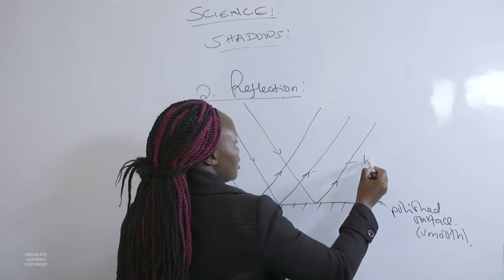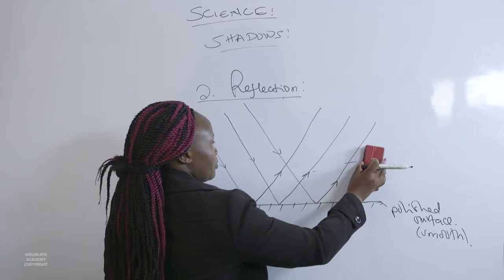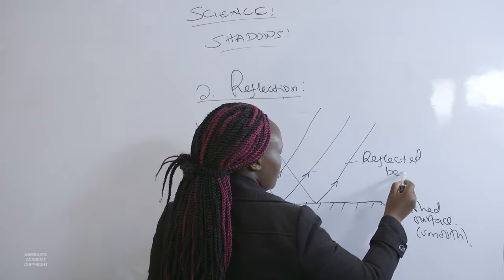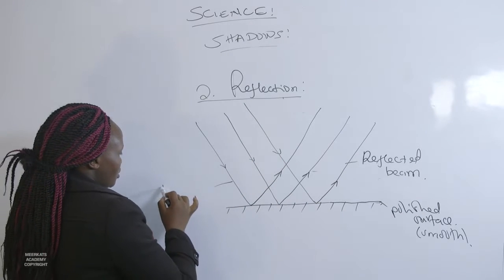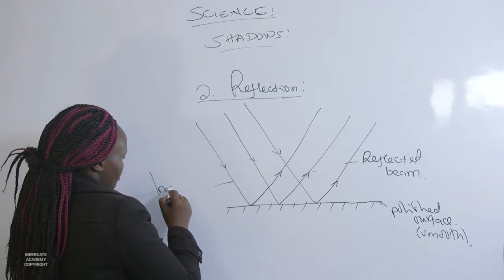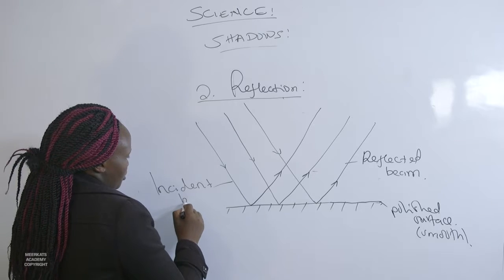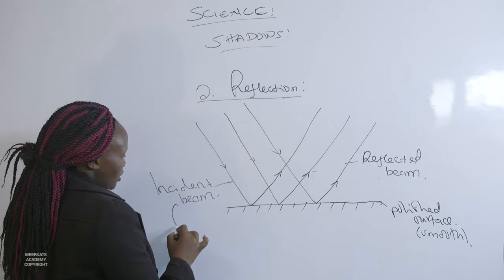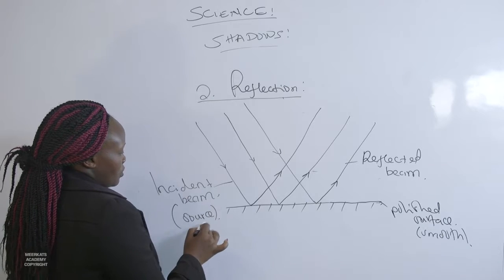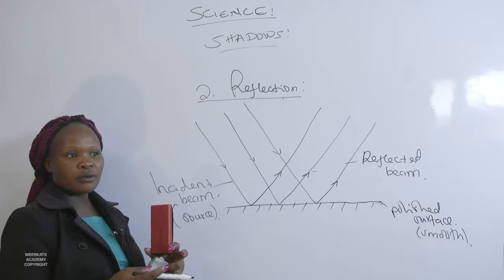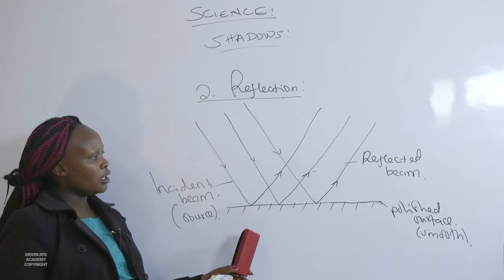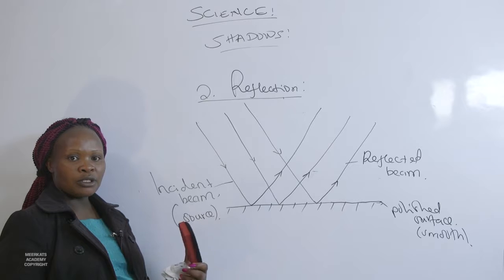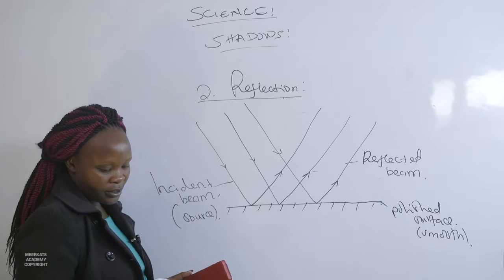Now we shall have this one as the reflected beam, and the other one is actually the incident beam. The incident is the one from the source. We call it the incident beam because it is traveling from the source to the reflecting surface. The reflected beam travels away from the point of reflection, which is actually a smooth surface.